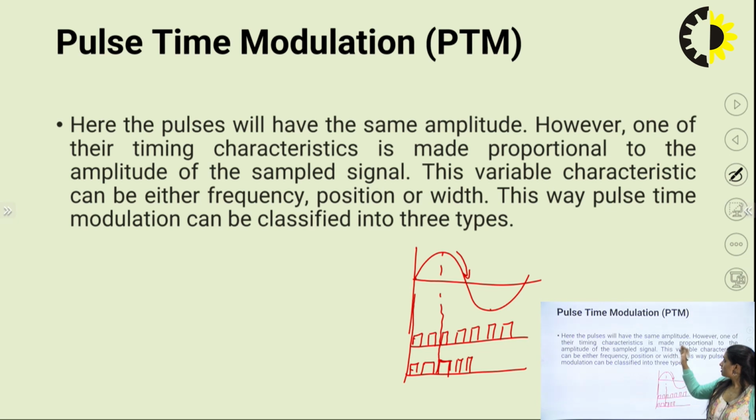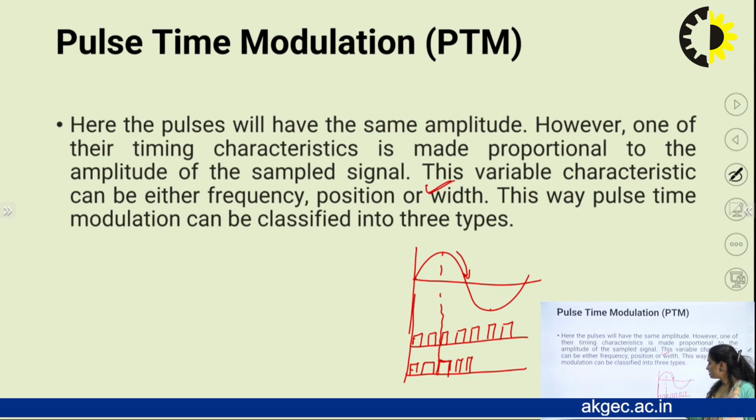Here the pulses will have the same amplitude and same frequency. The number of pulses appearing per unit time will be the same. The amplitude of the pulses will be the same. However, the width of the pulses will vary. How does it vary? This variable characteristic can be either frequency, position, or width. Here what we are considering is the width.